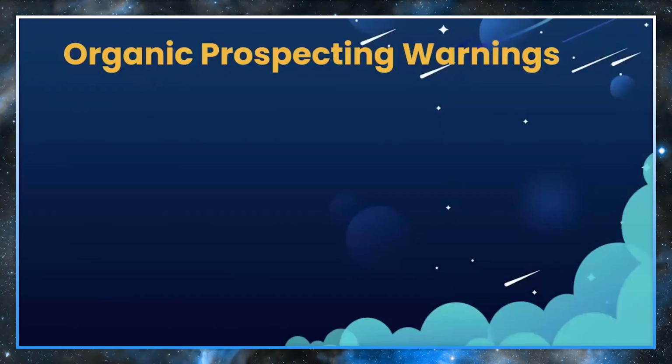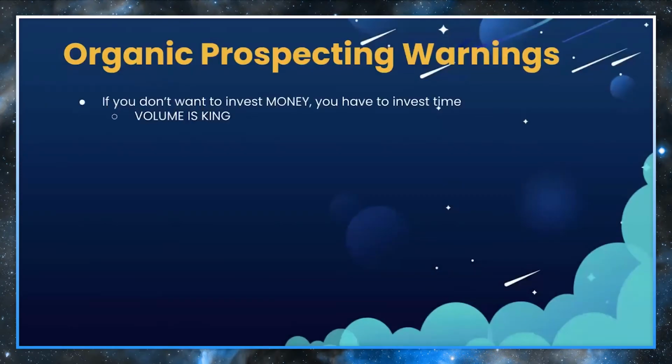So, organic prospecting warnings. If you don't want to invest money, you have to invest time. Volume is king. And this goes along nicely with what we just talked about. Because if you don't have money, you can't pay for these advanced tools to send 100 emails, 500 emails a day, then you just have to invest your time.